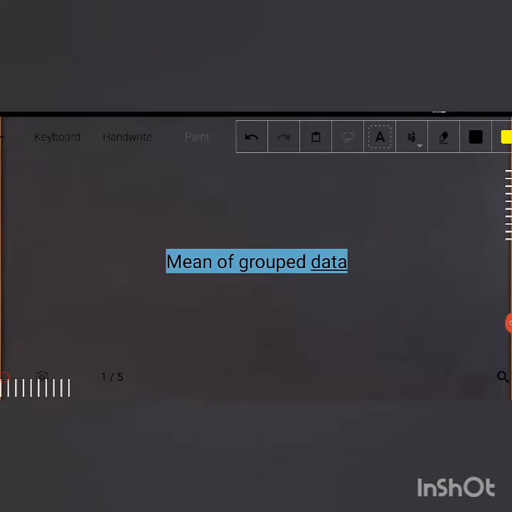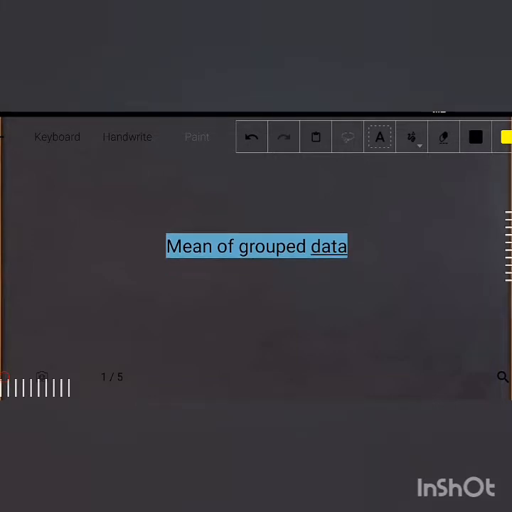In our today's class we are going to learn about mean of grouped data. In our previous video we have learned about mean of ungrouped data. In this video we are going to learn about mean of grouped data. And you know what is the difference between an ungrouped data and a grouped data. So let us recall what is the grouped data first.